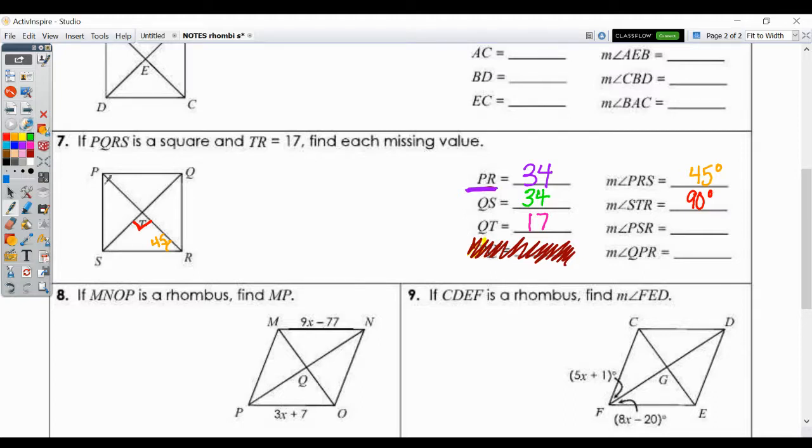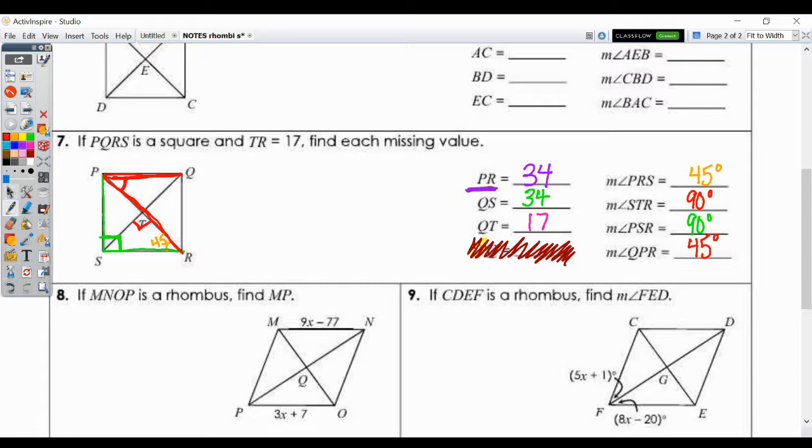PSR. PSR is going to be this angle right here. We know that all of the angles of a square are 90 degrees. So I'm going to say that's 90. And then QPR. QPR is going to be this half, which we know half of that 90 degrees is going to be 45.